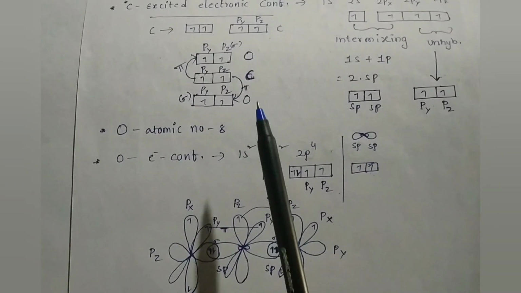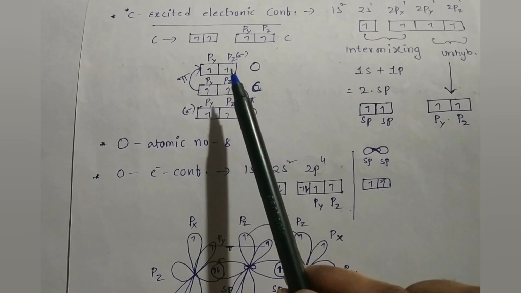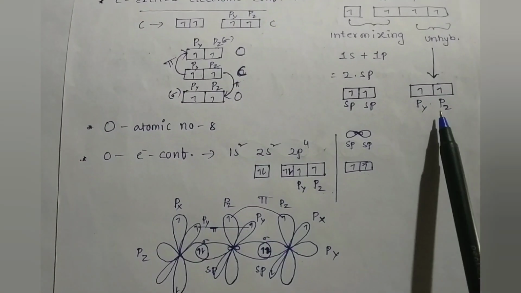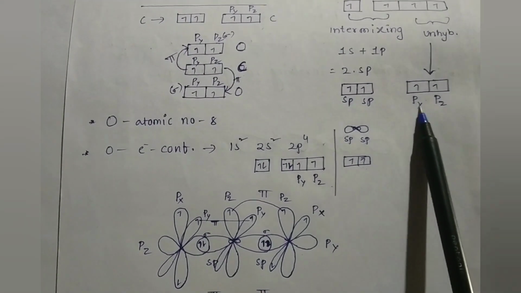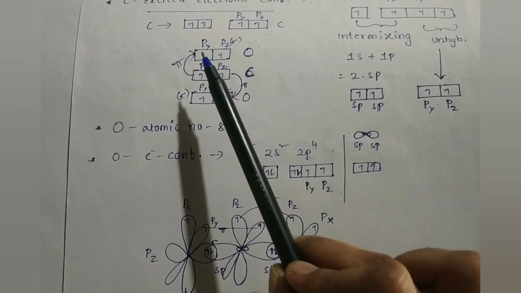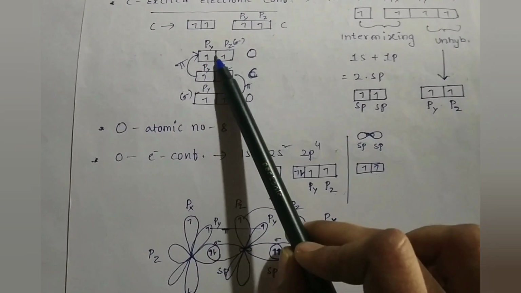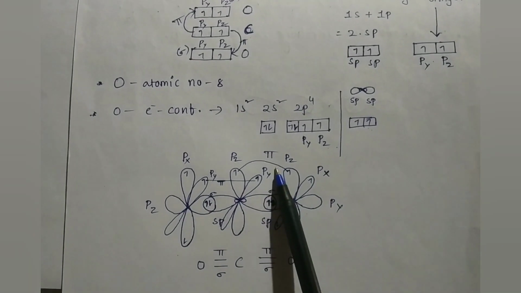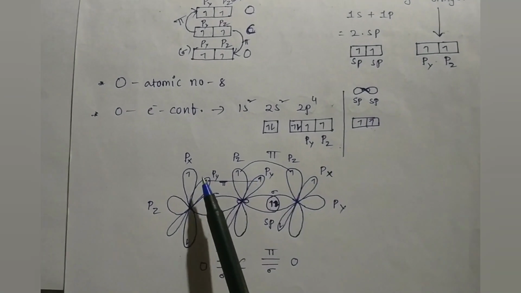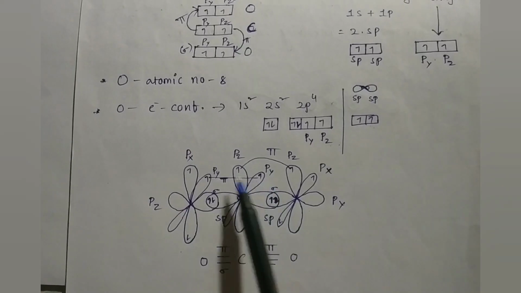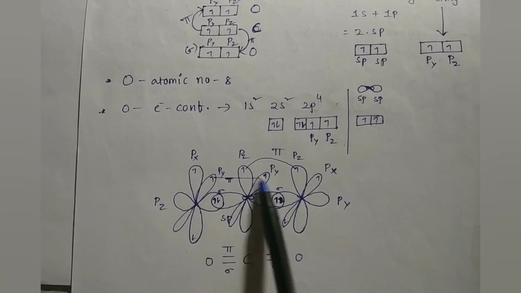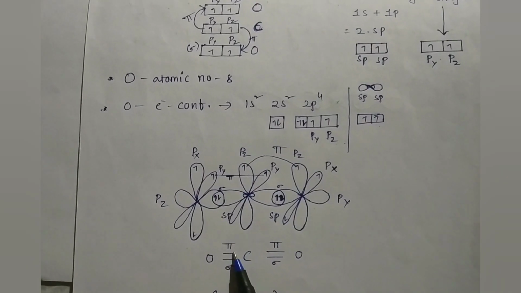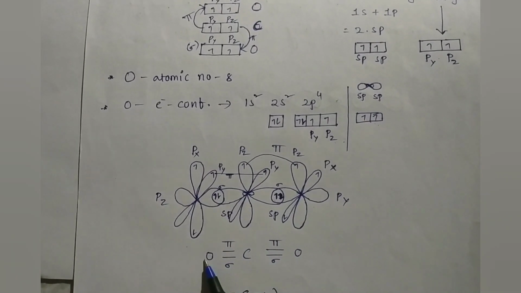After that, in this oxygen, the py orbital and the carbon's unhybridized py orbital will form a pi bond by sidewise overlapping. Here this is py and this is py. By sidewise overlapping, they can form a pi bond. This is the pi bond between carbon and oxygen.